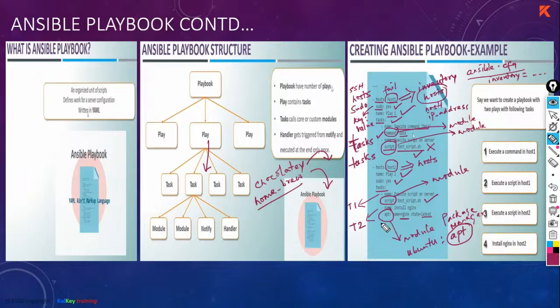Can you see how simple it is? Just a one-line statement. So you execute a command in host 1, execute a script in host 1. In the next task, next play, you execute a script in host 2, you install Nginx in host 2. So these are basically the 4 tasks that you have done. So many things you have done, but with a simple playbook. Isn't it interesting?